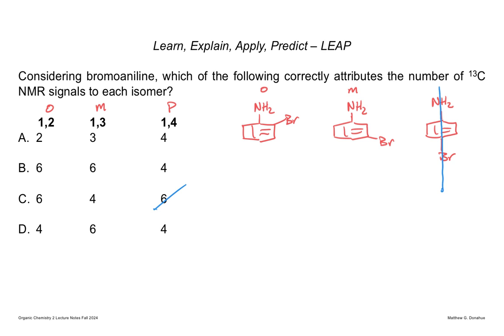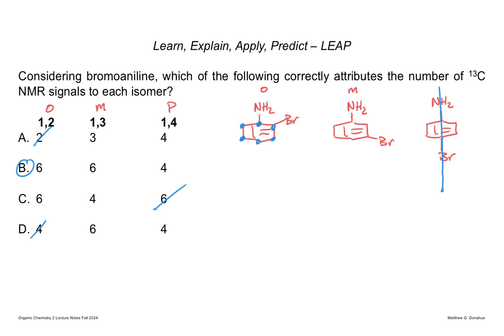Let's circle back now to the ortho. And because there's 2 different substituents, there's no mirror plane here. That's going to make each its own unique carbon. So ortho has to have 6, so that's going to eliminate A. That'll eliminate D. So B will be our correct answer.